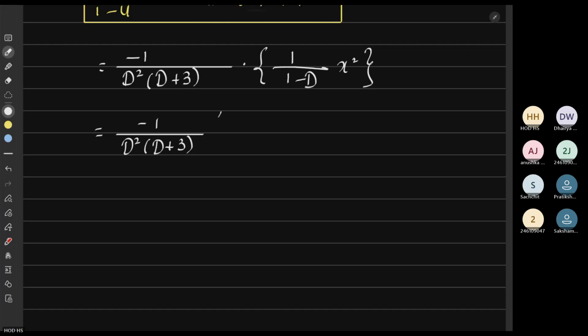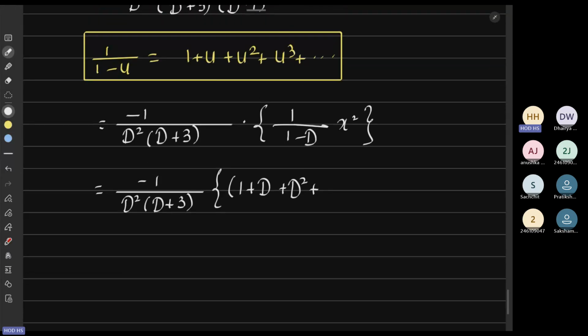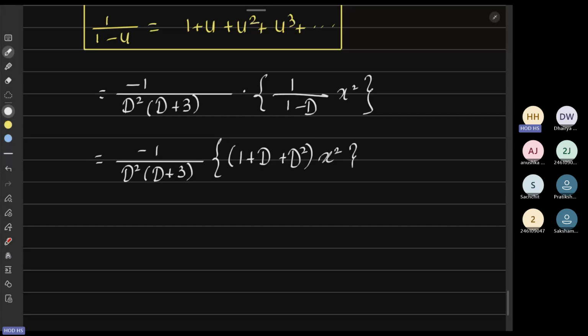We'll have 1 + D + D². Note that I won't be writing + D³ and all those things, even though they are a part of the expansion. But the third derivative of x² is 0. Fourth derivative will be 0. Fifth derivative will be 0. So therefore, I'll be calculating till I get the nth derivative where I'm having an nth degree polynomial on my right hand side. Here n is 2. So I'll be writing till D² of x².